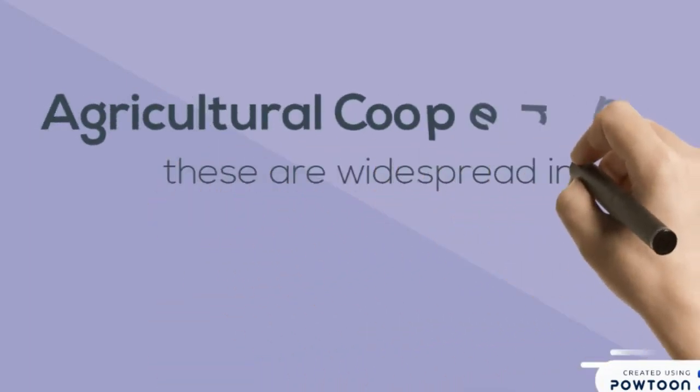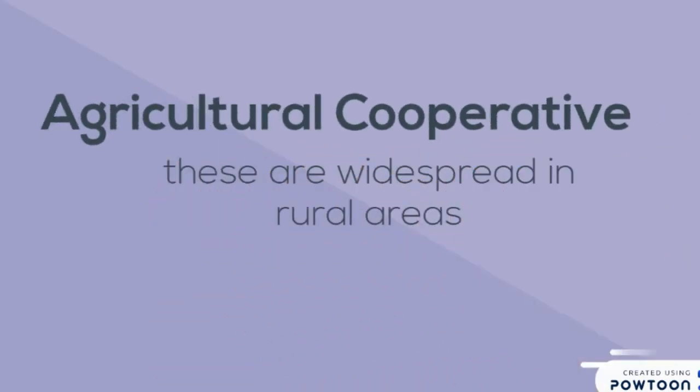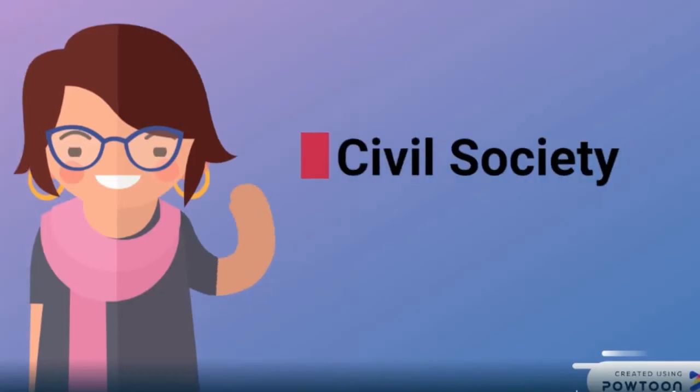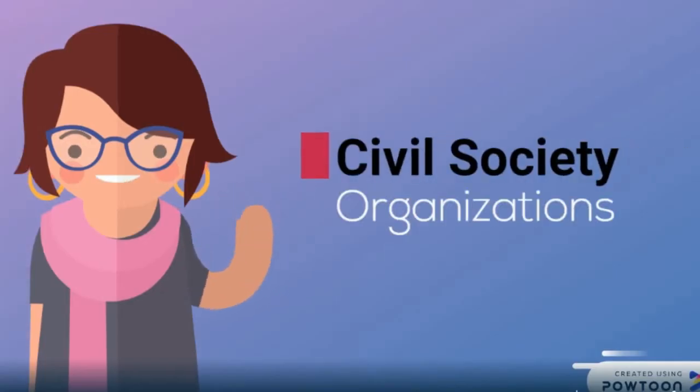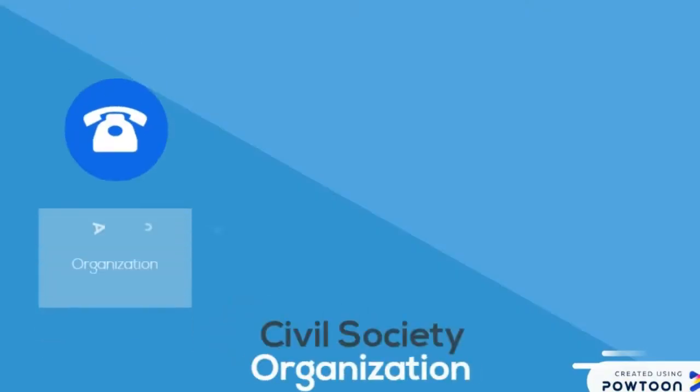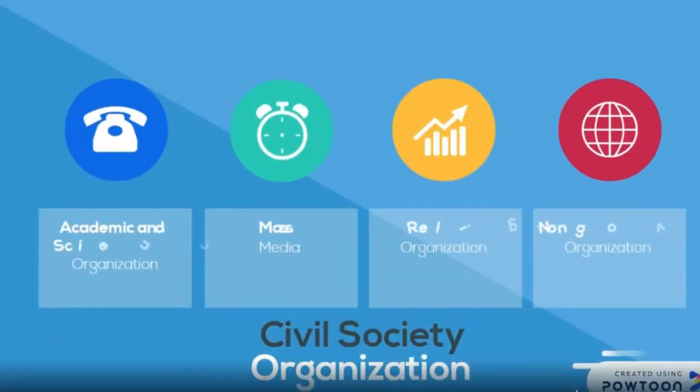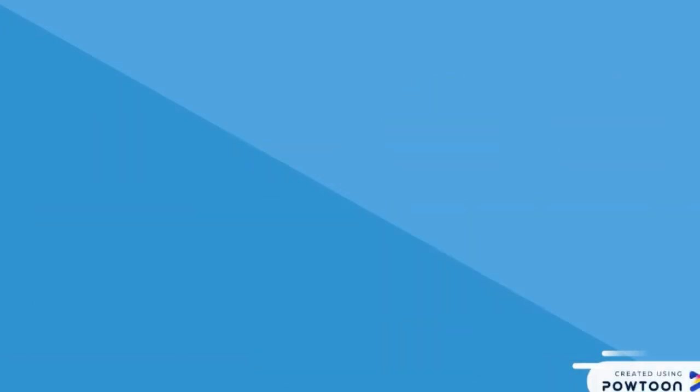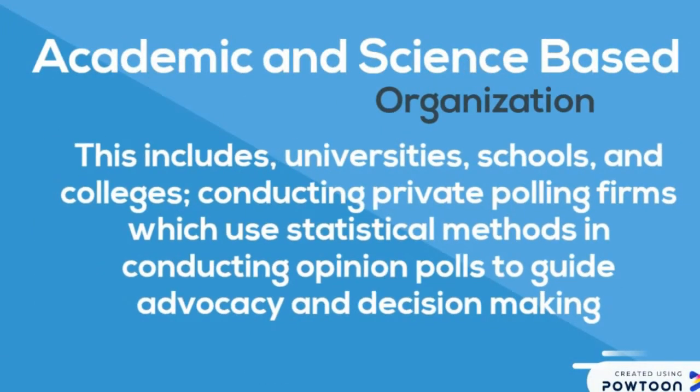And the last one is agricultural cooperative. These are widespread in rural areas. Civil society organization. Letter A. Academic and science-based organization. This includes universities, schools, and colleges, and private polling firms which use statistical methods in conducting opinion polls to guide advocacy and decision-making.